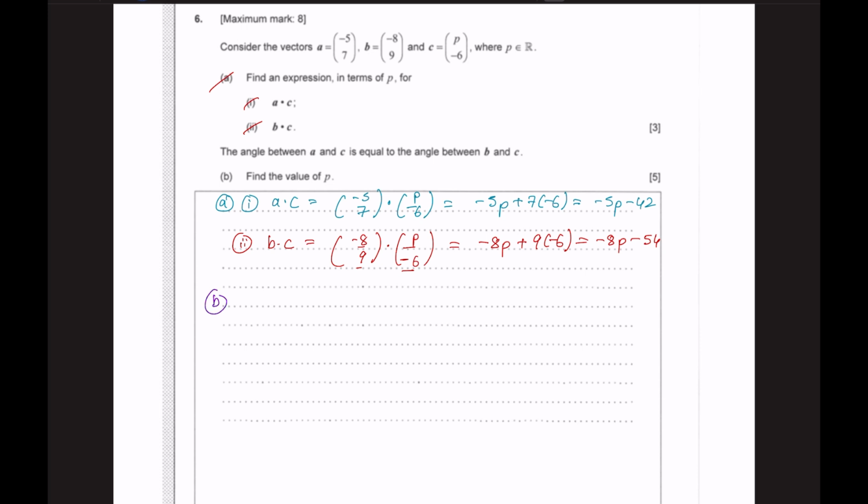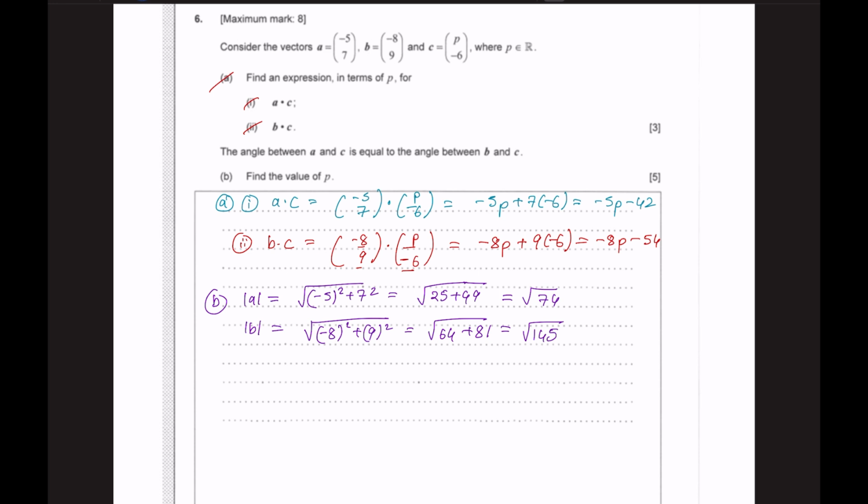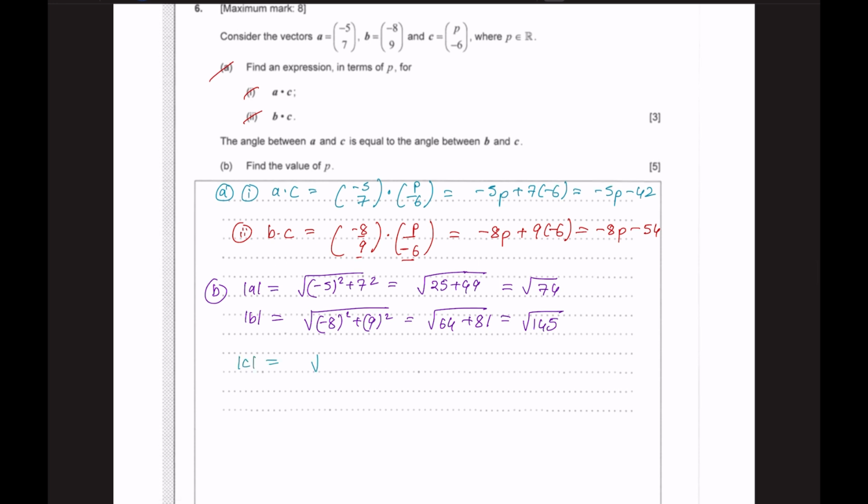Now the angle between A and C is equal to the angle between B and C. So we need to find the magnitudes now. Magnitude of A would be root under negative 5 squared plus 7 squared, which is 25 plus 49, root 74. Mod B would be minus 8 squared plus 9 squared, 64 plus 81, root 145. Mod C would be root under P squared plus negative 6 squared, which is root of P squared plus 36.